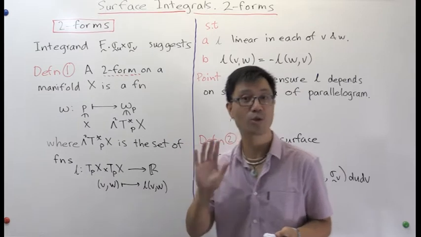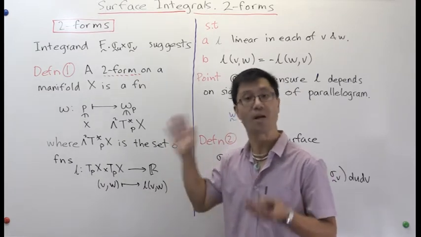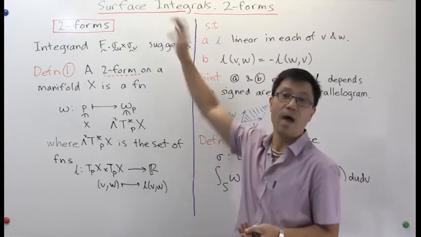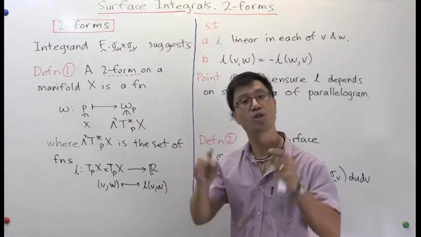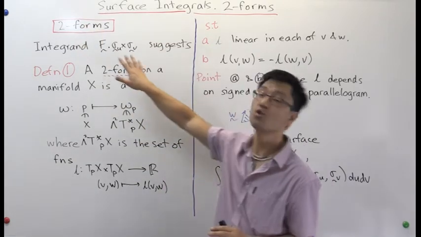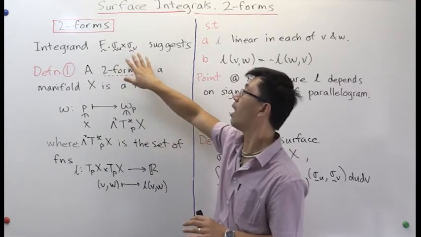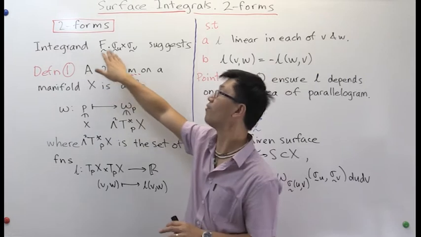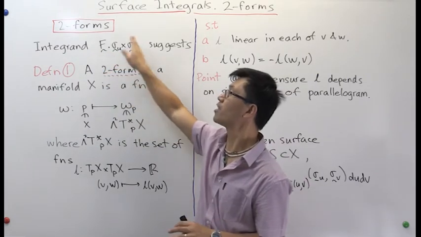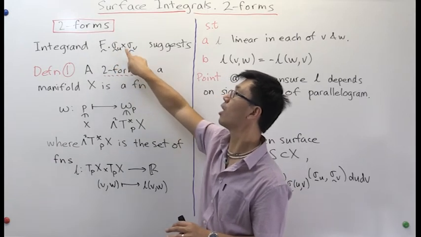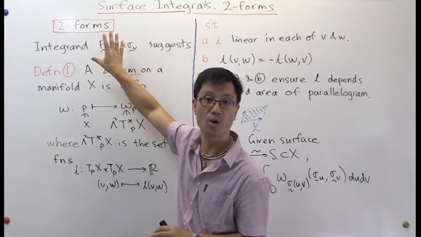We now come to the question of what types of objects we are integrating when we perform a surface integral. The answer to that will be encoded in the notion of a two-form. Let's go back to our motivation, the usual surface integral that you see inside R3, where the integrand was f dot sigma u cross sigma v. Remember the surface itself gives you sigma u and sigma v, so it's really this f dot which is the thing that we want to encode.